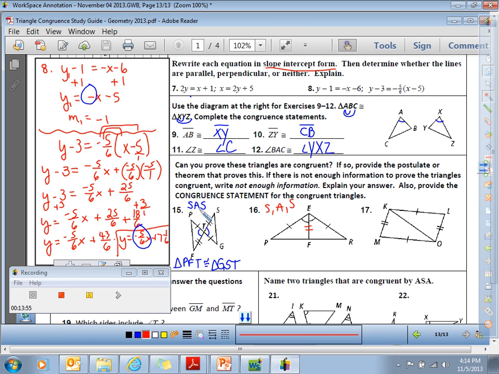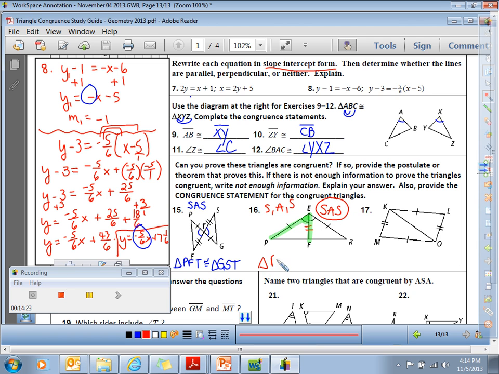Notice where the two marked sides meet, here and here, that's where the angle is formed. So yes, these two triangles are congruent by side, angle, side. You have to make sure the other triangle matches, and it does. So side, angle, side is the answer.